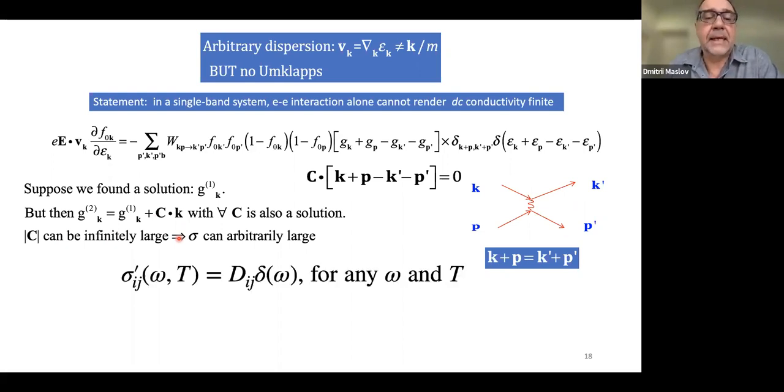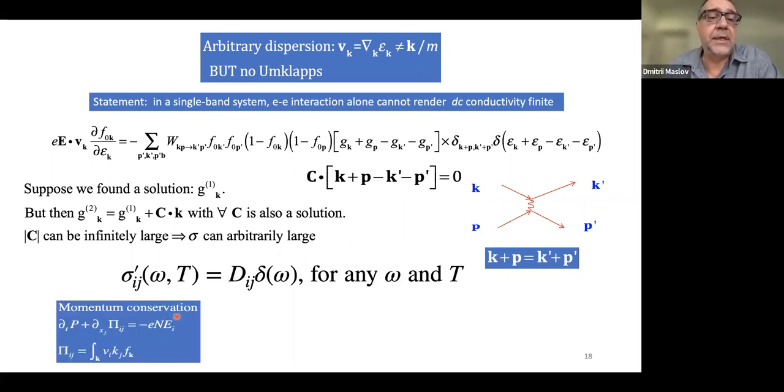So that means that the conductivity still retains its delta function term, as it was for the case of the Galilean invariant system. The only difference is that it's now anisotropic, so it has some tensor structure, which knows about the symmetry of the lattice.